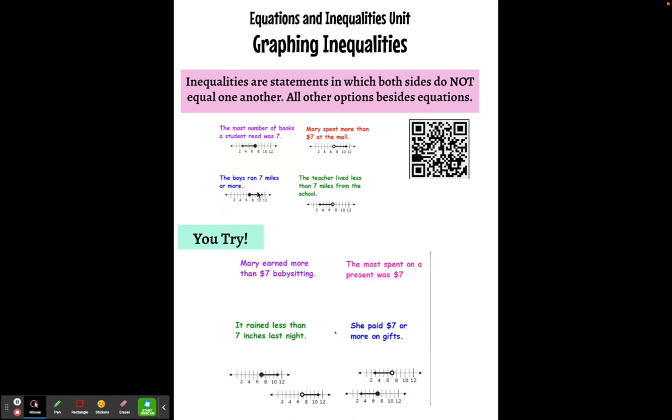Cool. The boys ran 7 miles or more. So that's why it's filled in. We're including boys that ran 7 miles. So the 7 is included in our data. And then it goes in this direction to the right because it's all the numbers that are greater than or more than 7. And then this teacher lived less than 7 miles from the school. She didn't live 7 miles from school. She lived less than that. So I don't want to include the actual number 7. So I'm leaving my circle open. But I do want to include any numbers that are less than 7.